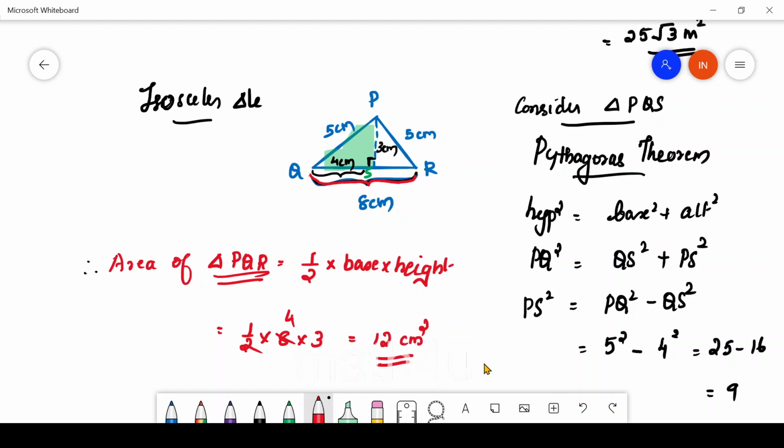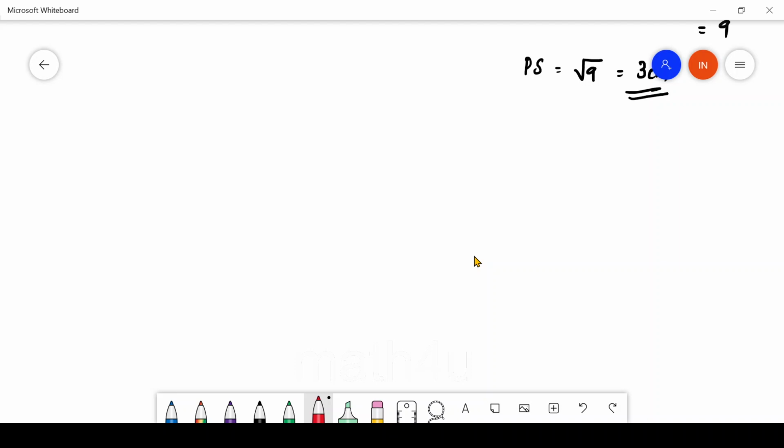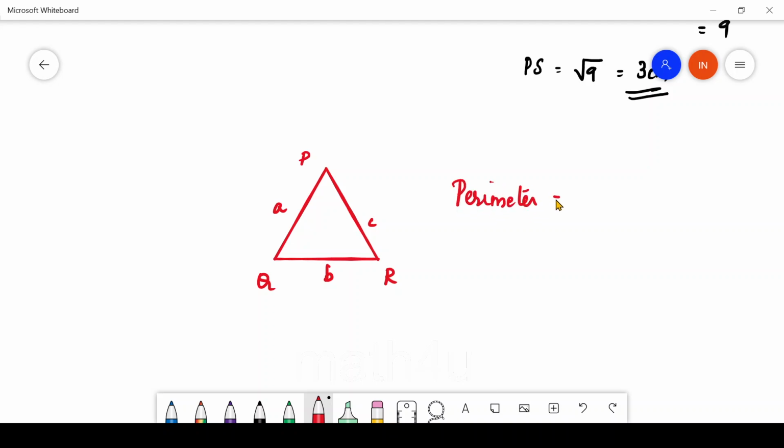Now I'm going to explain how we can find out the area of a triangle with the help of the perimeter. Just see this triangle. Let this triangle again be PQR, and I'm going to mark the sides as a, b, c. How can we find out the perimeter of this triangle? Perimeter means adding all the three sides together, right? So a plus b plus c. Then what about the semi-perimeter? Semi-perimeter means a plus b plus c divided by 2. That means perimeter by 2, right?